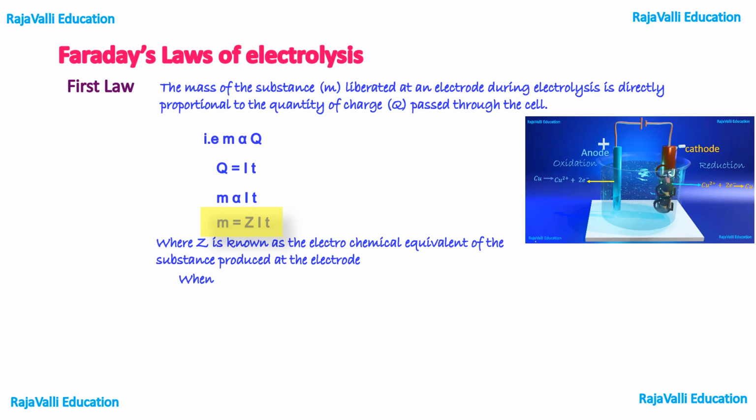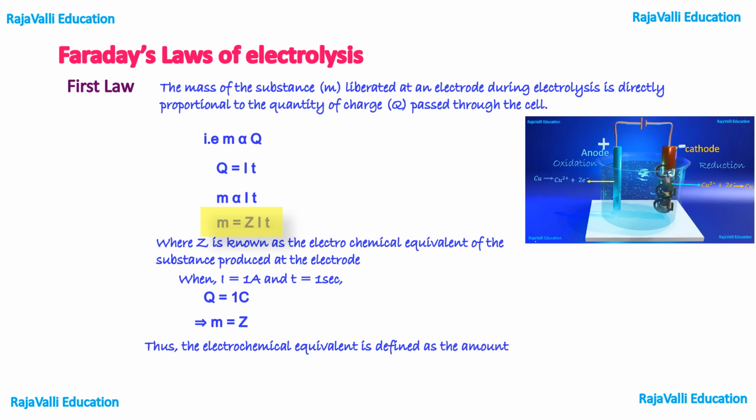When I is equal to 1 ampere and T is equal to 1 second, then Q is equal to 1 coulomb. At this condition, M is equal to the electrochemical equivalent of the substance. Thus, the electrochemical equivalent is defined as the amount of the substance liberated or deposited at the electrode by a charge of 1 coulomb.